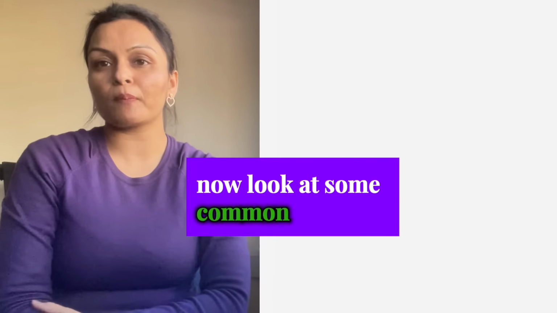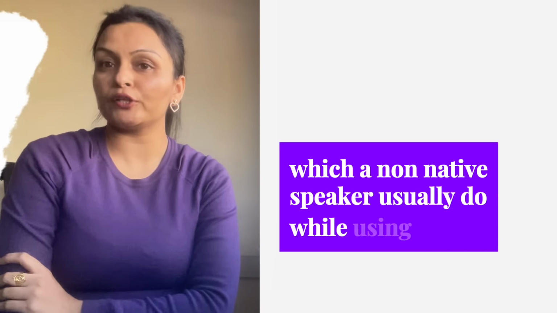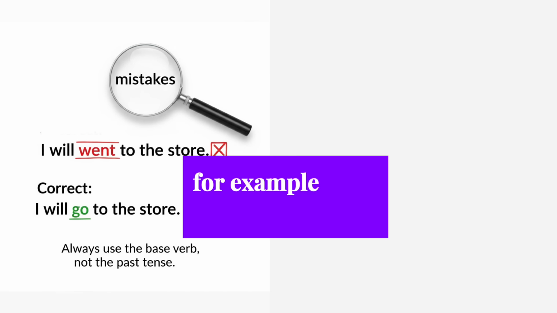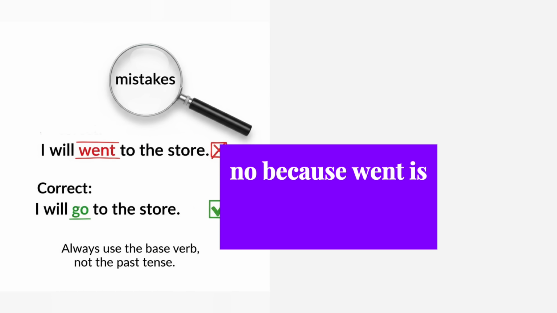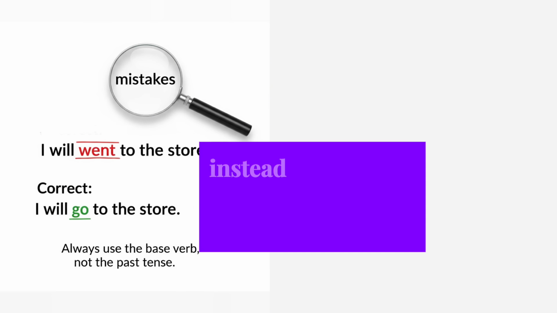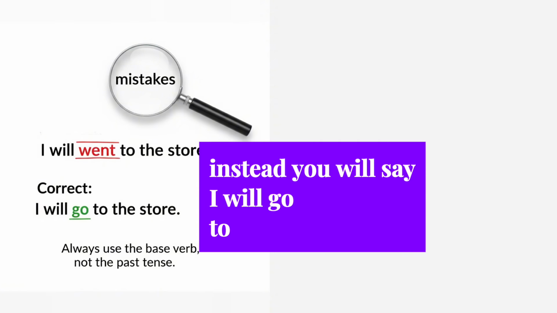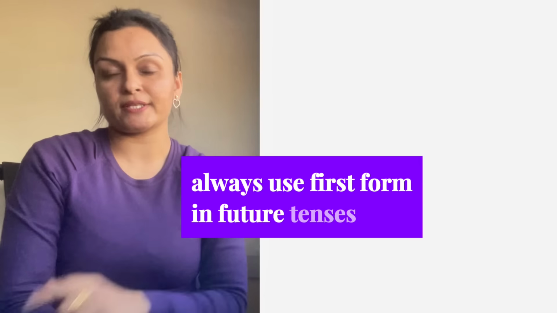Now look at some common mistakes which a non-native speaker usually makes while using will. For example, I will went to the store. No, because went is the second form of the verb and we do not use the second form of the verb. Instead, you will say I will go to the store. Always use the first form in future tenses.